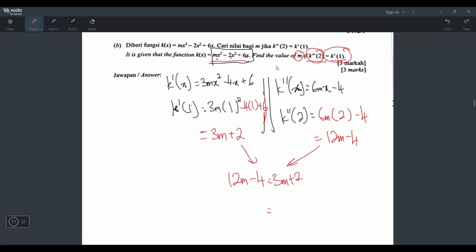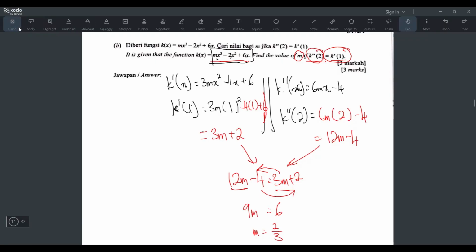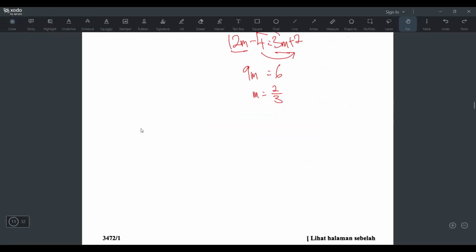Okay, now it's easy to find m. Just move things around. m with m can be combined, number with number can be combined, but they are on different sides, so let's make it the same side. Plus 3m moves over to become -3. 12 minus 3 is 9m. -4 moves over to become +4. 2 plus 4 is 6. So your m will be 6 divide 9, and you will get 2/3. You can use your calculator to help you. Okay, that's all.